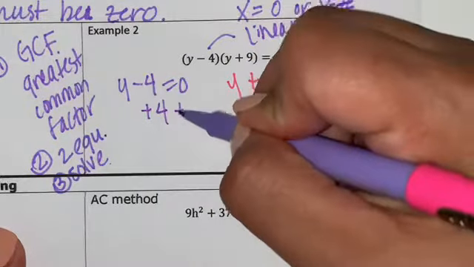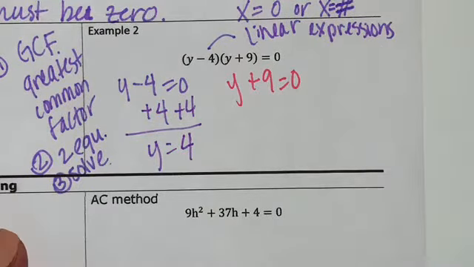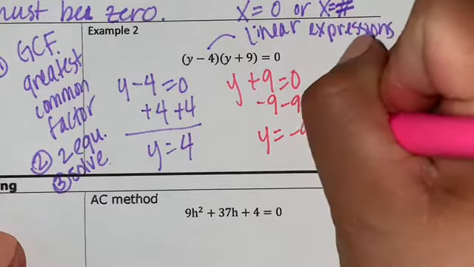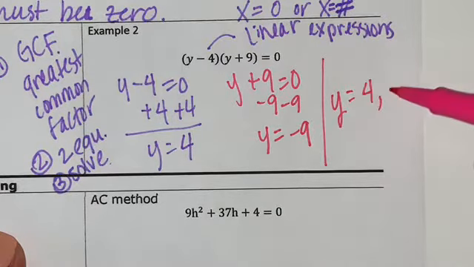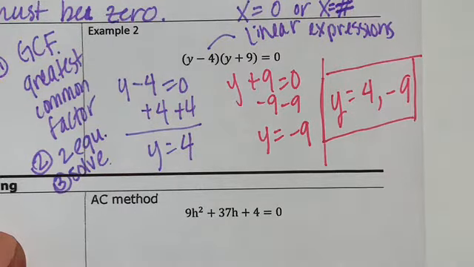We have the two equations, and then we're going to solve. Plus 4, y equals 4. In the second equation, y plus 9 equals 0. Minus 9, y equals negative 9. This is your solution. Y equals 4, comma, negative 9. You need to put a box around your solutions.